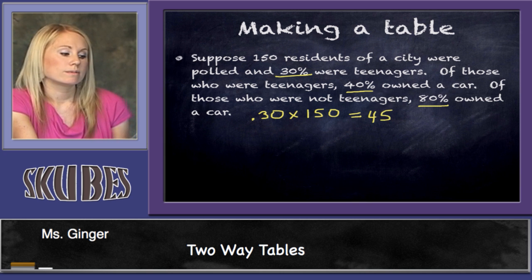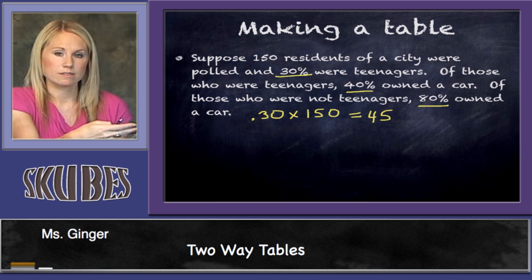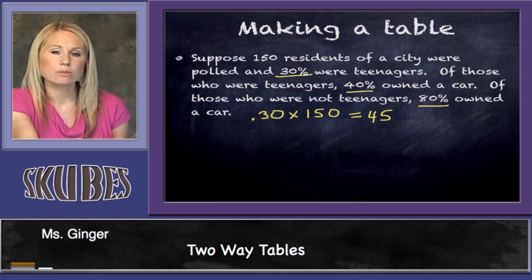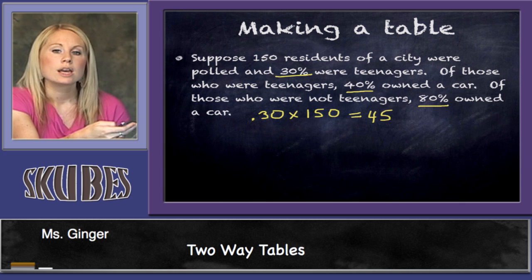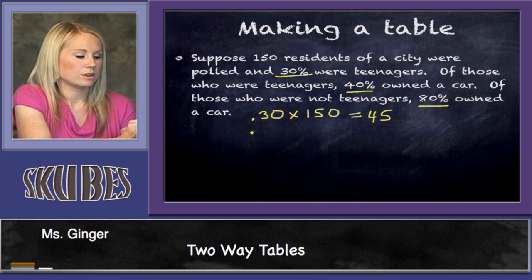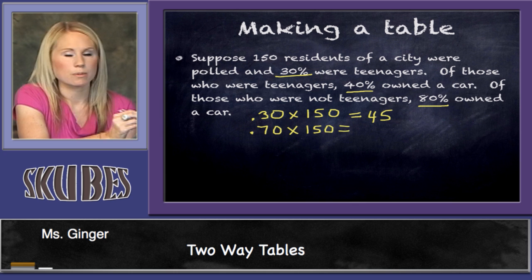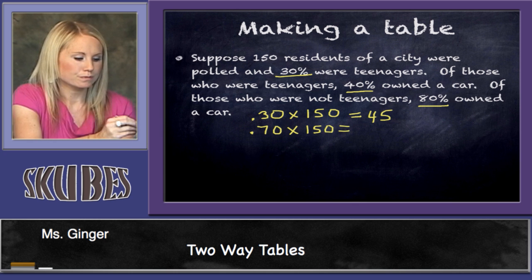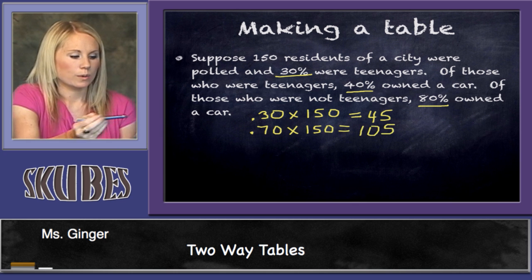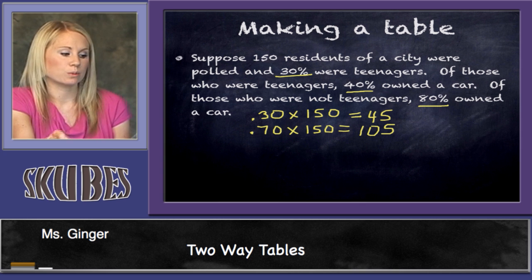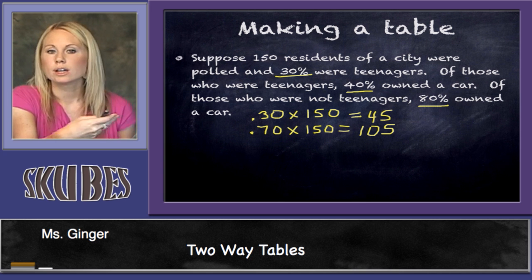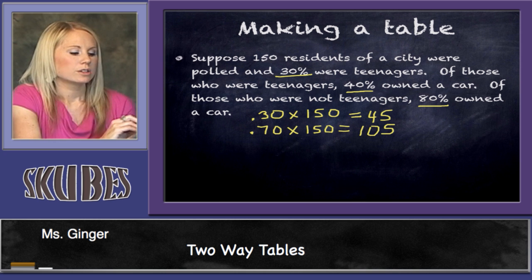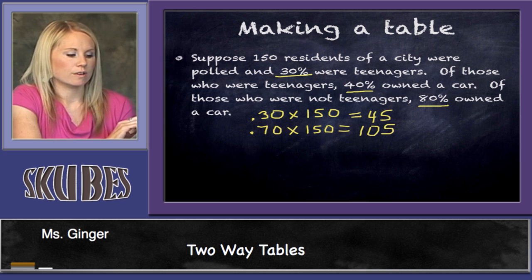Now, we know some things that are implied because of this information as well. If we know 30% were teenagers, we know that 70% were not. So we can use that fact to find the other amount of people that were not teenagers. Or we can use the fact that we know the total is 150 and subtract our 45 to get our other number. Either way that you want to do it. So 45 were teenagers, 105 were not.